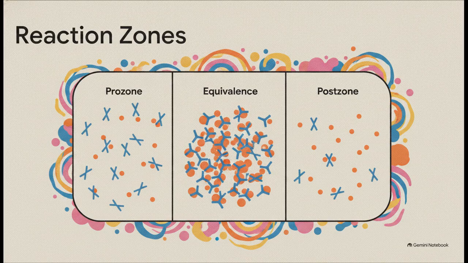Let's break down 3 conceptual zones. The zone of equivalence is pretty self-explanatory. It's that sweet spot, the favorable proportions where extensive lattice formation gives you the strongest visible clumping.